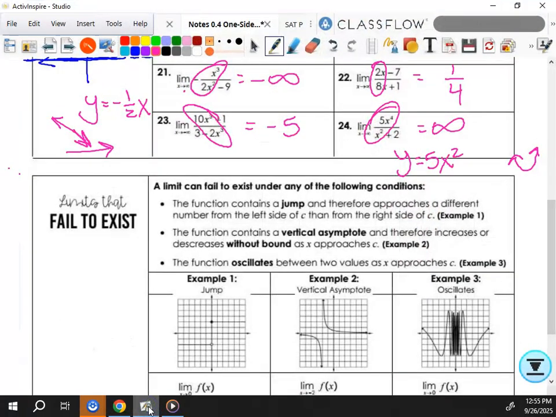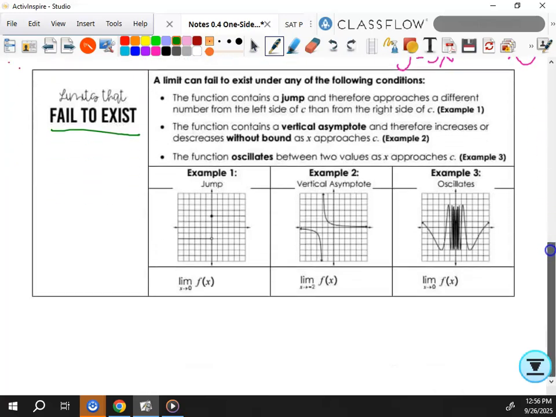Let's talk about when limits fail to exist. Okay? So a limit can fail to exist under any of the following conditions. If the function contains a jump, which is called a jump discontinuity, it approaches a different number from the left side or the right side. So basically that's just from the definition of a limit. If I approach different things, I'm not going to have the limit. I don't know how well it shows up on your paper, but I have this with an open circle and this with a closed circle. So clearly there's a jump. I'm approaching different things as I approach 0, so that does not exist.